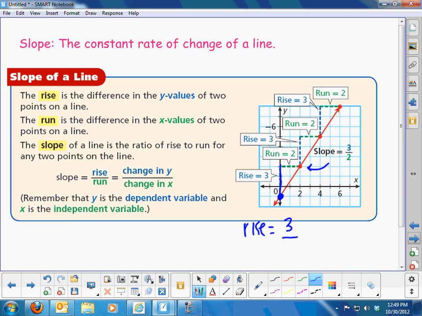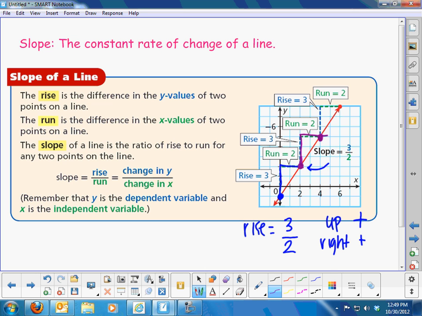And now I'm going to count how much I run. When I run to the right, 1, 2, that is a positive value. Going up is always going to give you a positive value. Going to the right is always going to give you a positive value. And if I look at this by definition, my rate of change, 3 over 2, has to be the same for all 2 points on that line. So I can continue this process by going up 1. If I'm trying to get to this point, from here to here, I can count how much I rise. 1, 2, 3. And I run 2. So that slope is 3 over 2.